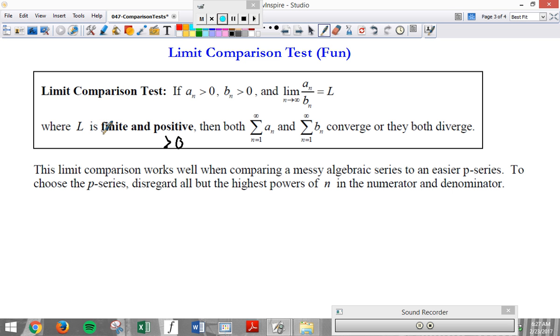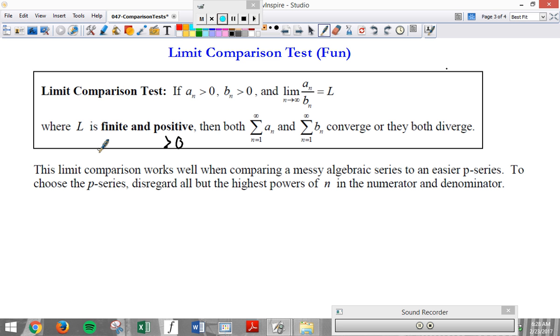And in case you can't read, what am I doing? I'm taking a limit of an to bn, where an is one series and bn is a different series. So if that limit is finite and positive, then the series either both converge or they both diverge. I don't have to worry about smaller, bigger, whatever. And that's fantastic.